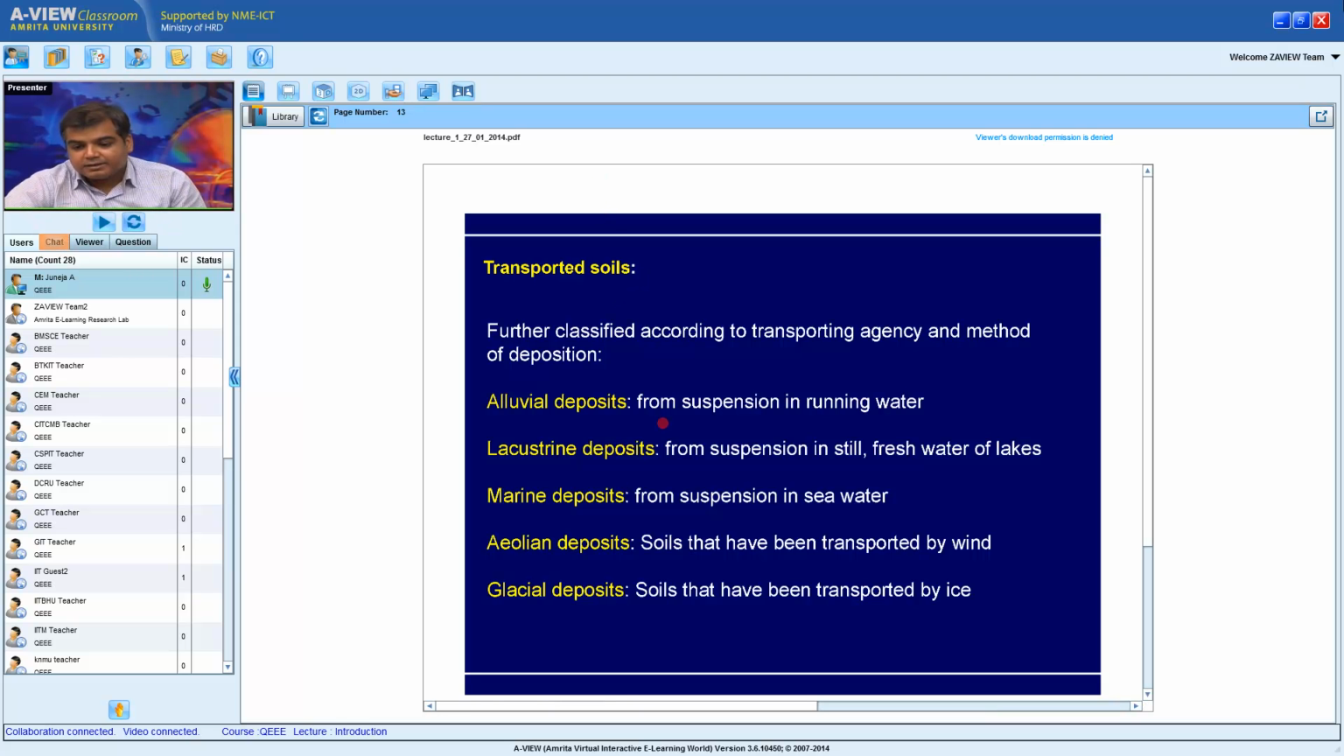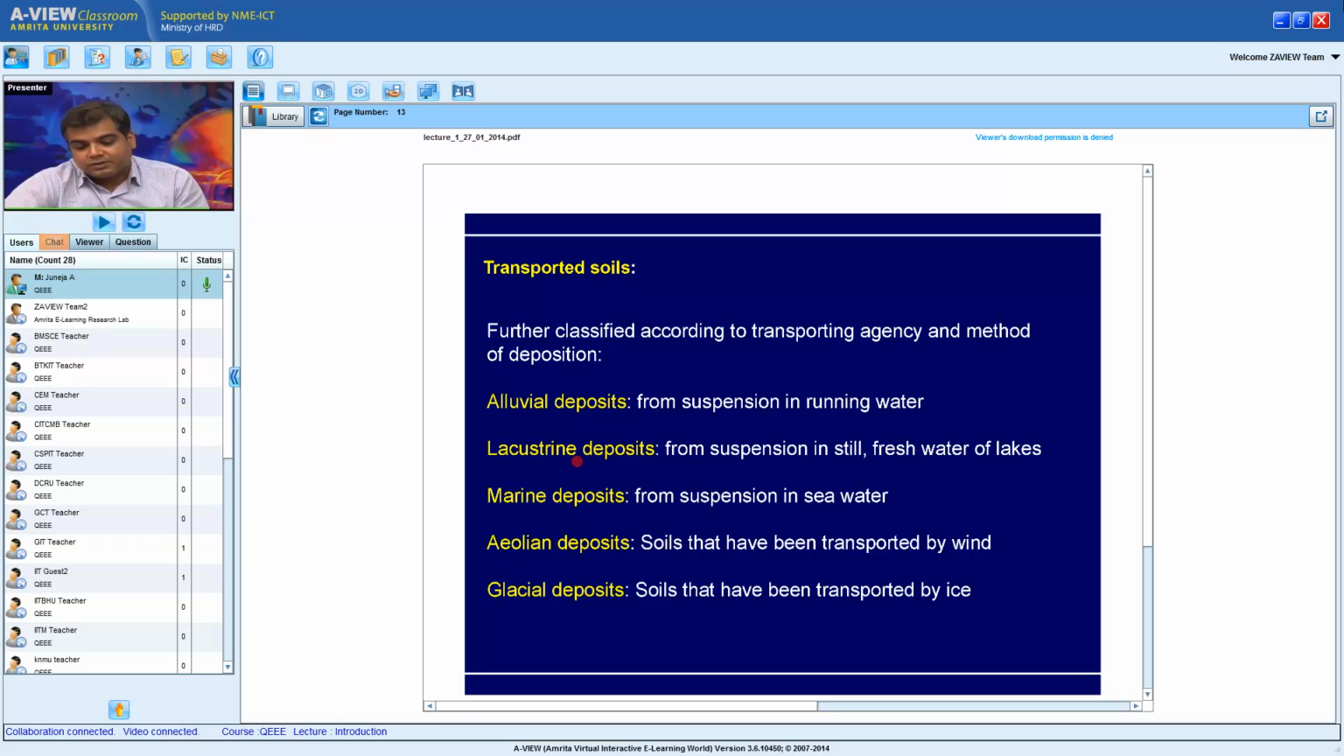On the next slide there are examples of transported soil. As the name sounds, the transporting agencies are the ones which give the soil its name. Take the first example, alluvial. Alluvial soil is because of a river, because of the running water in the river. So these are deposits formed from suspension in running water.